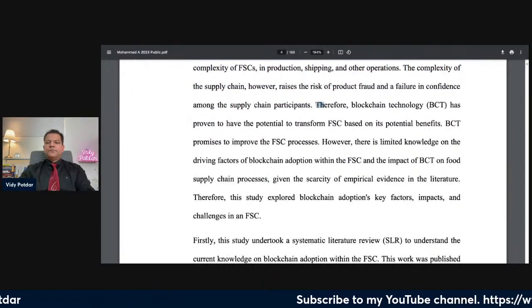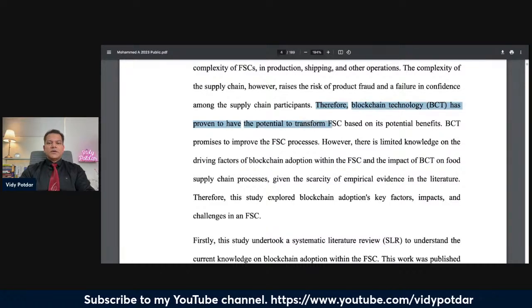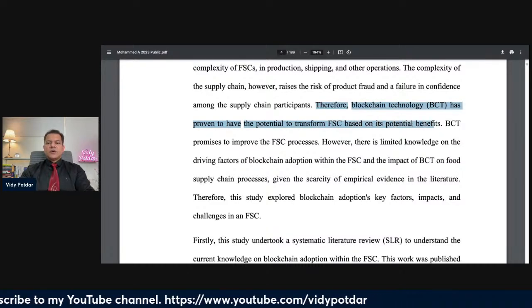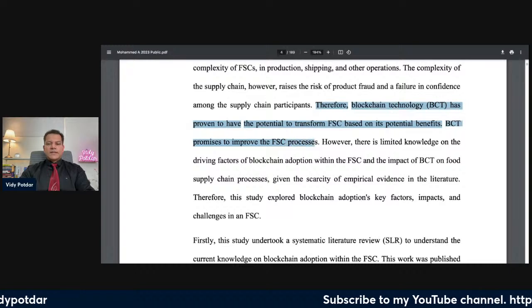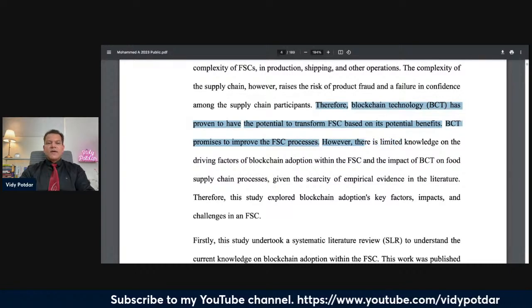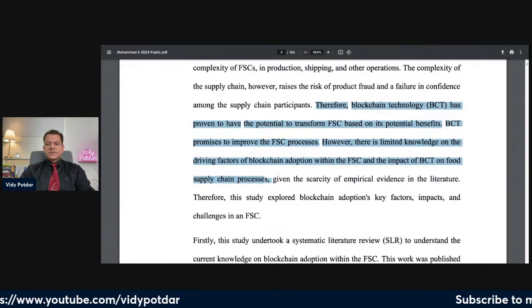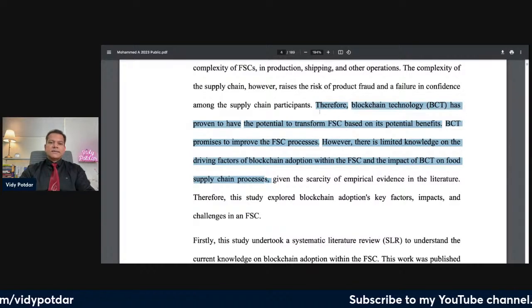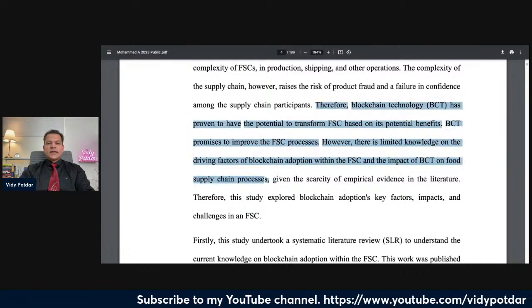Then what they have done: therefore, blockchain technology has proven to have the potential to transform the food supply chain based on its potential benefits. BCT, or blockchain technology, promises to improve food supply chain processes. However, there is limited knowledge on the driving factors of blockchain adoption within the food supply chain, and the impact of blockchain technology on food supply chain processes. So what this is saying is, this is identifying the gap in the literature. So where is the gap? This is the gap.